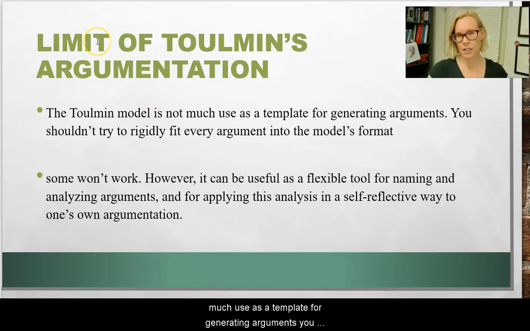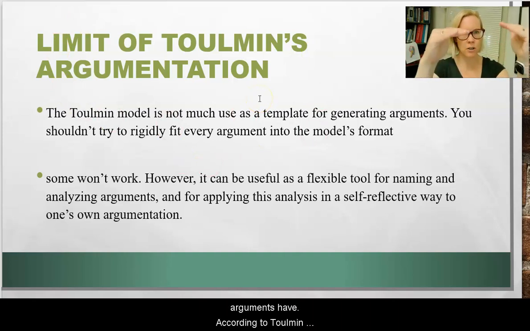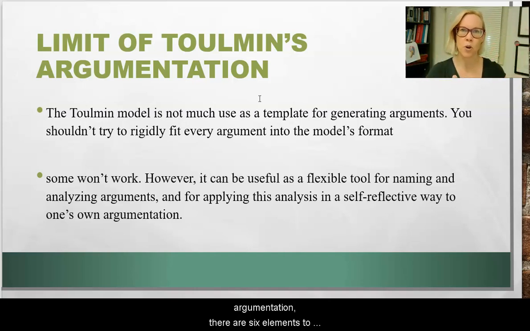There are limitations to Toulmin's argumentation. Here, and this is much advised, the Toulmin model is not much use as a template for generating arguments. You shouldn't try to fit every argument into the model's format. Some arguments won't work. But Toulmin's argumentation is a flexible tool to look at an argument you've written and make sure that you have all the essential components. It's a sort of checklist to see what your arguments have.